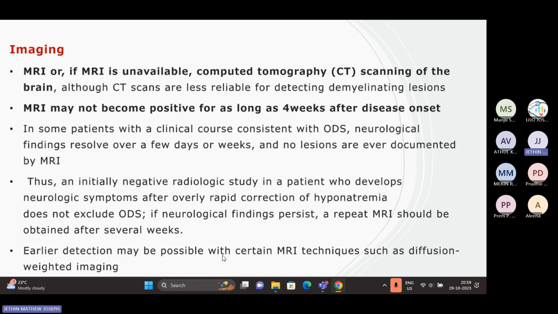Earlier detection may be possible with certain MRI techniques such as diffusion weighted imaging, but again, a negative MRI does not rule out ODS because it can turn up very late. So patient symptoms have to be watched out for, and you have to keep a tab on overcorrection.